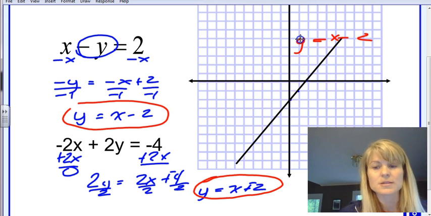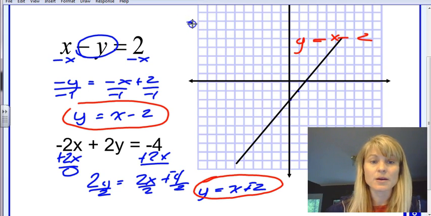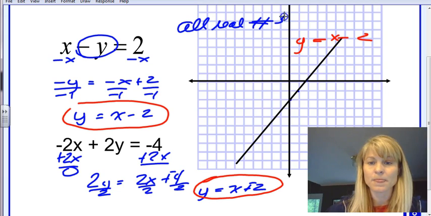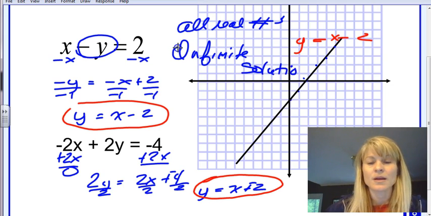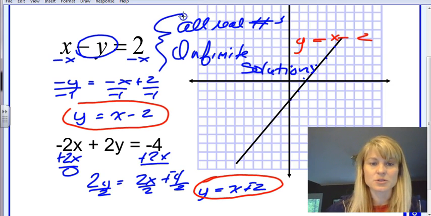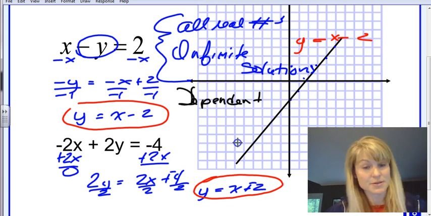So the question is, how many solutions? The answer here would be all real numbers, because they share every point. It is the same on each line. So they share every single point. Or we could call this infinite solutions. So that's how many solutions there are. And this is called a dependent system, because they're dependent on each other because they're the same.